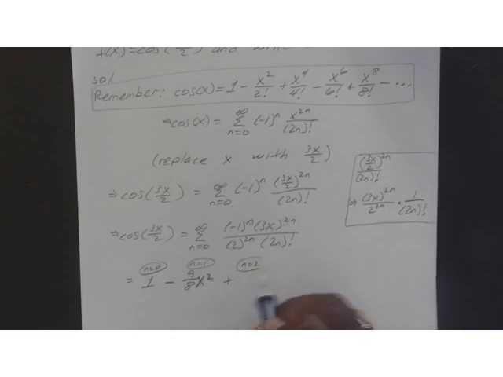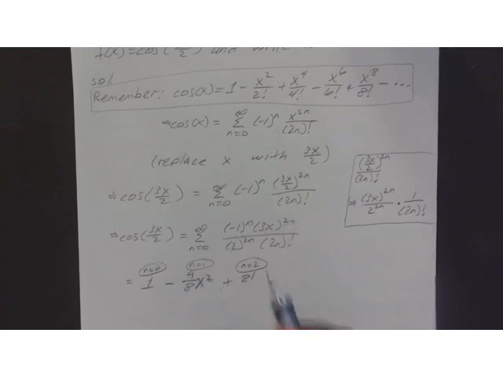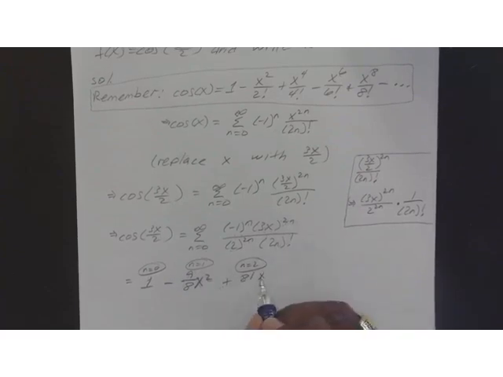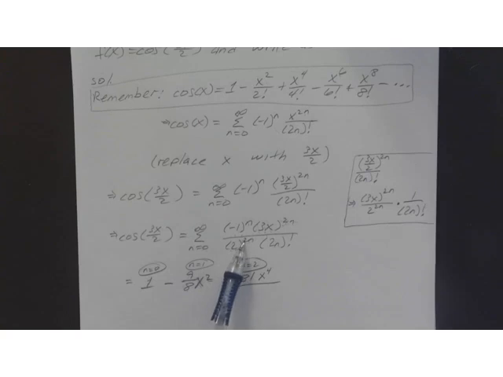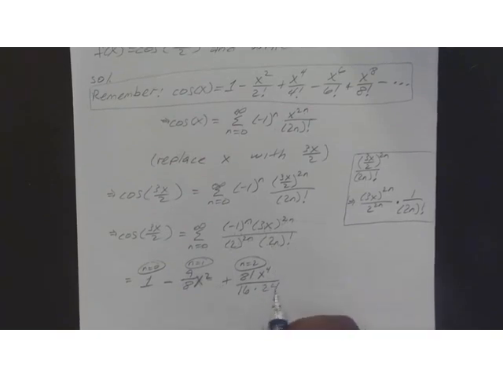Plus, now when n is equal to 2, we have negative 1 squared, so we know that stays positive. So we have times 3 to the 4th power, which is 81, times x to the 4th power, which we'll just leave as x to the 4th power, divided by 2 to the power of 4, which we can leave as 16, times 2 times 2, which is 4, so times 4 factorial. That will end up giving us 16 times 4 times 3 times 2 times 1, which is 24.